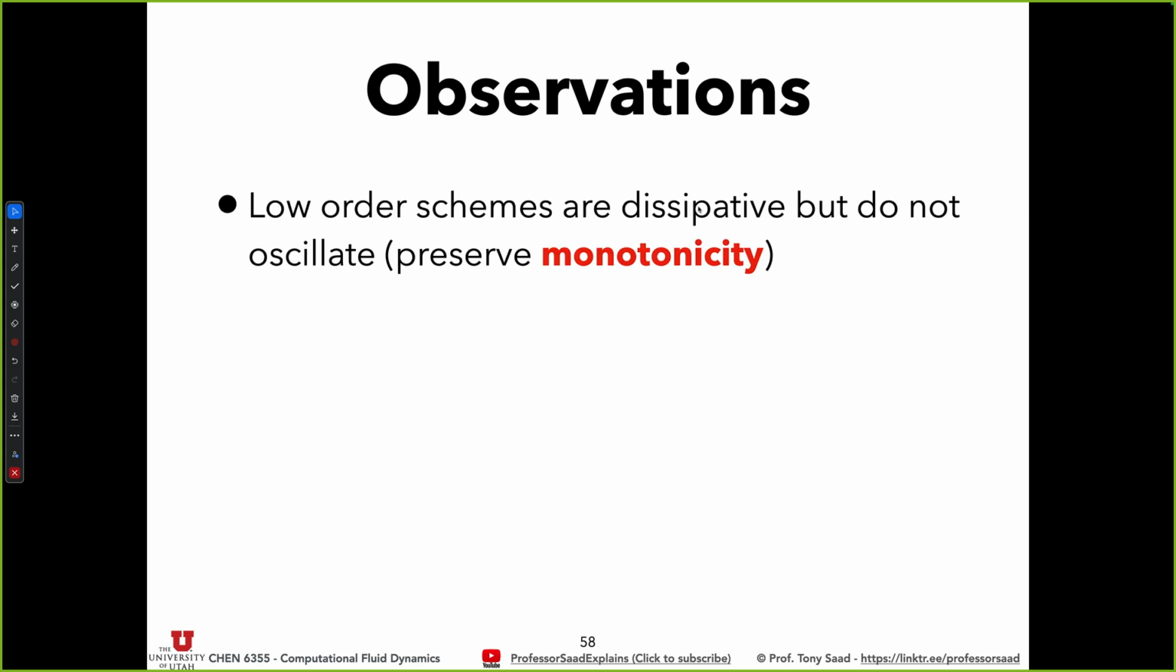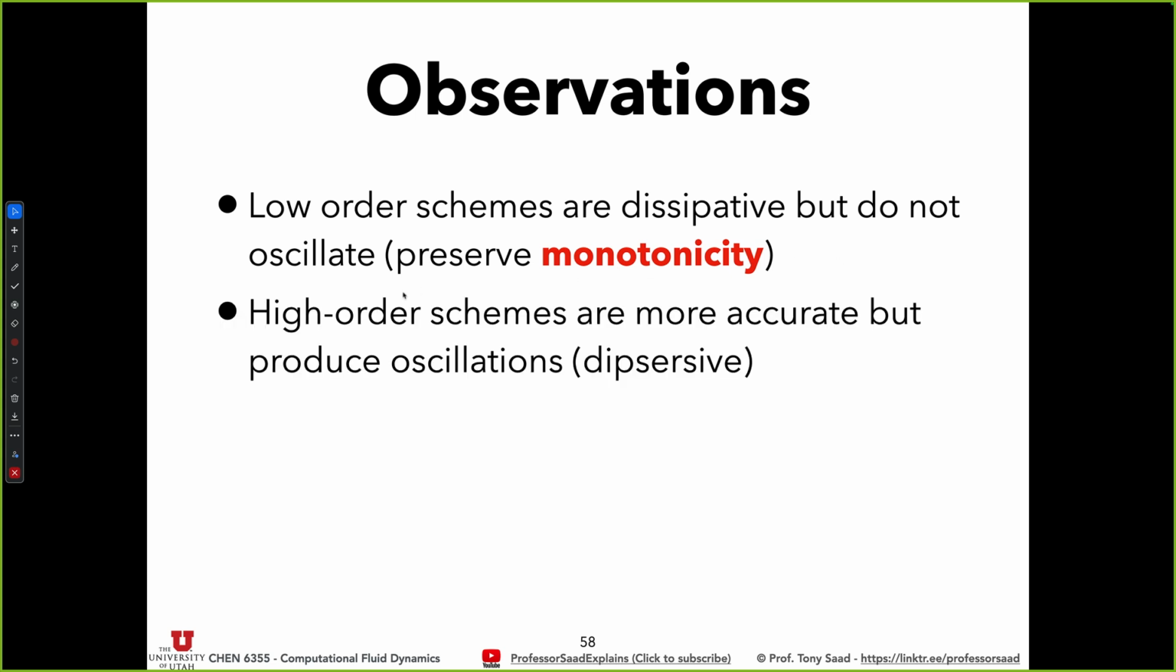Okay, so low order schemes, which is the only upwind scheme, are dissipative but do not oscillate. We say they preserve monotonicity. We're going to define that word in a little bit. High order schemes are more accurate but produce oscillations. We say they are dispersive. And at the time, this was hugely disappointing, and nobody understood what's going on.